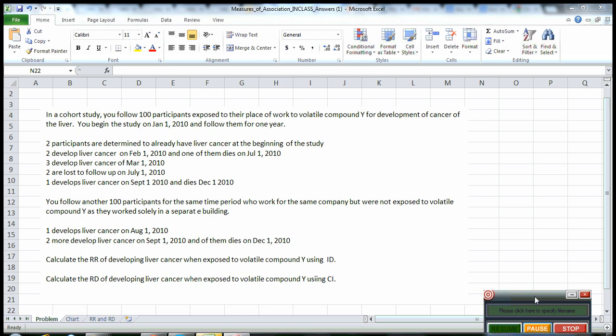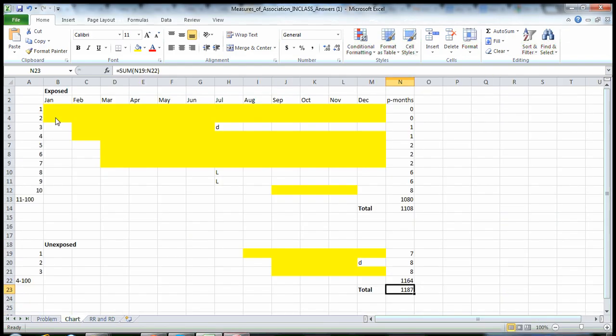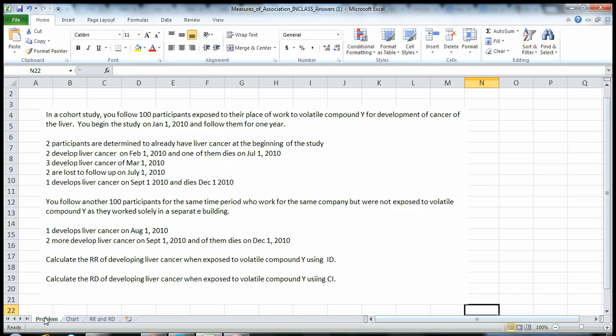So we're going to start out with our cohort study where we're following 100 participants exposed to volatile compound Y at their place of work for development of cancer of the liver. We start on January 1st, 2010 and follow them for 1 year. The first thing we have is 2 participants who are determined to already have liver cancer. So here you can see I've got 2 participants with liver cancer throughout the duration of the study, and each of them contributes 0 person months.